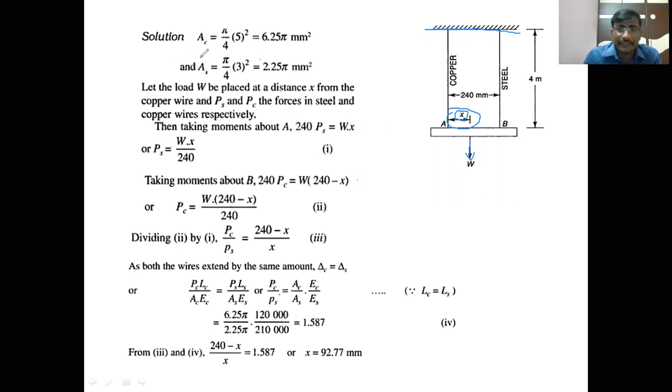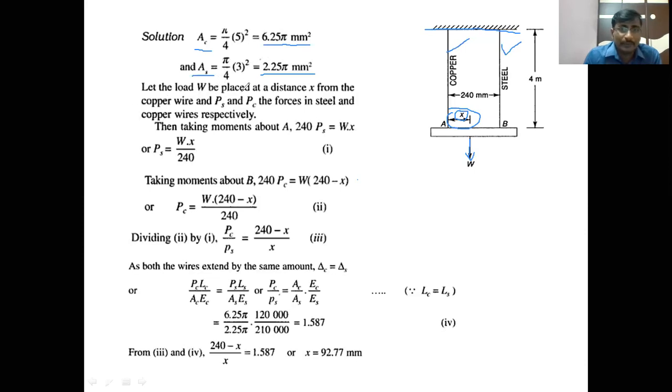First of all, find the cross-sectional area of each material. That means the cross-sectional area of copper and steel, AC and AS. How to find the cross-sectional area of a wire having a circular section, with 5 mm diameter for copper and 3 mm diameter for steel? Therefore, pi by 4 into 5 square, 19.635 millimeter square is the area of the copper wire, and pi by 4 into 3 square, 7.07 millimeter square is the area of the steel wire.